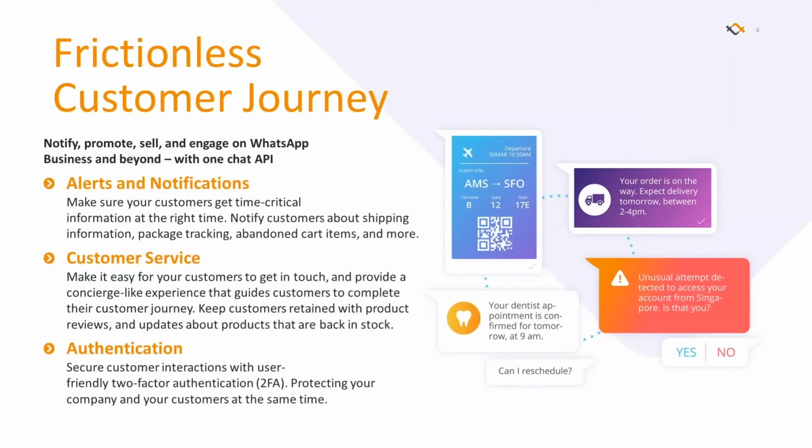So there are three main use cases that companies can implement with the API, and the first is customer service. You can make it easy for your customers to get in touch with you, and you can provide guidance to them while they complete their customer journey. You can also keep your customers retained with product reviews and updates about products that are back in stock. Also, you can provide alerts and notifications. This would be with company or product changes, shipping alerts, payment confirmations, and even full shopping cart notifications.